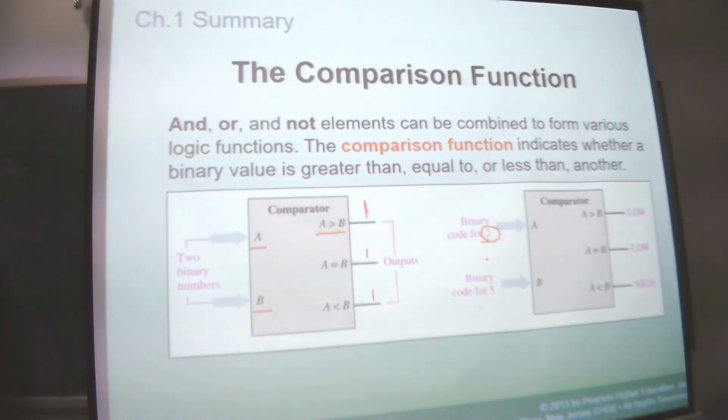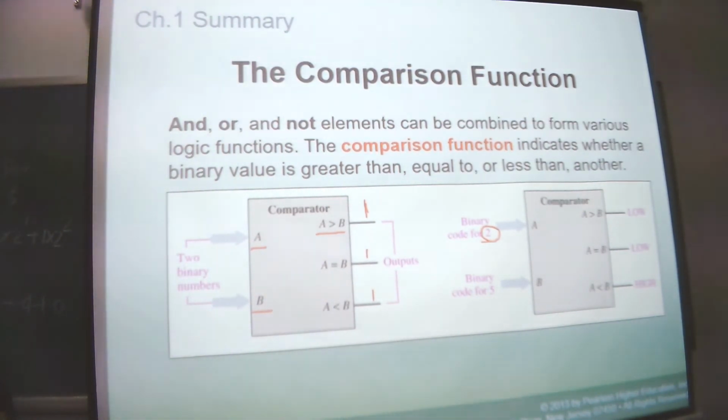And 5 is 0101, because it equals 1 multiplied by 2 to the 0, plus 0 multiplied by 2 to the 1, plus 1 multiplied by 2 to the 2, plus 0 multiplied by 2 to the 3. That is 1 plus 0 plus 4 plus 0, so it is equal to 5. So the two binary codes are 2 and 5.